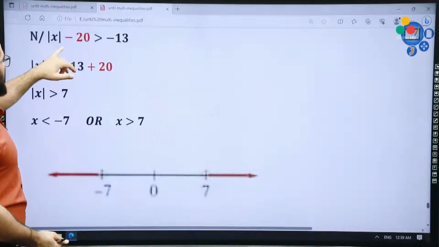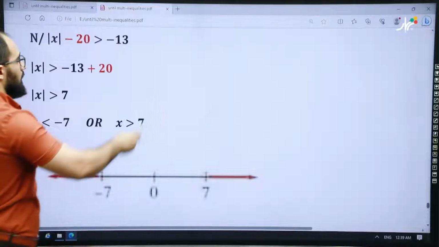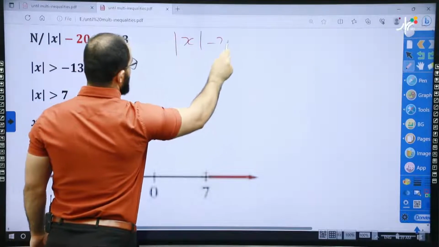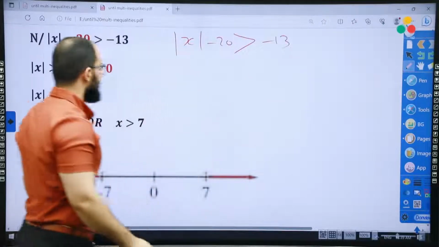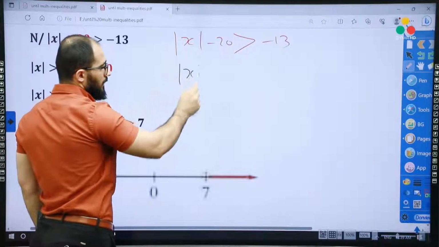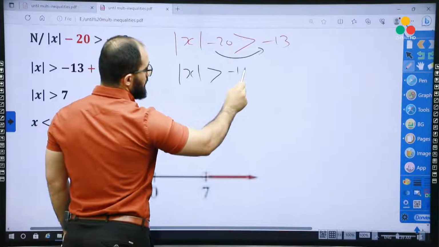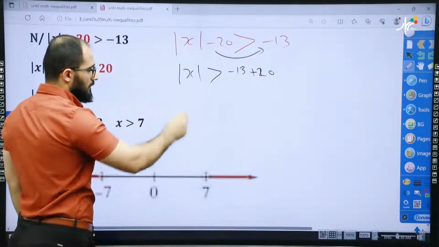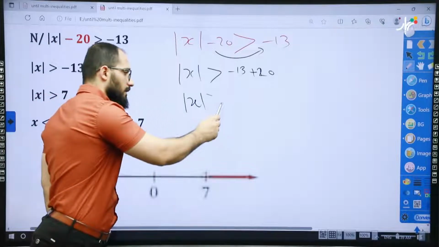For the rest of the examples, we have or inequality. How do you know that? Here we have the absolute value of x minus 20 is greater than negative 13. First step, try to simplify it. The 20, move it to the other side. It's going to be negative 13 plus 20. So the absolute value of x is greater than 7.